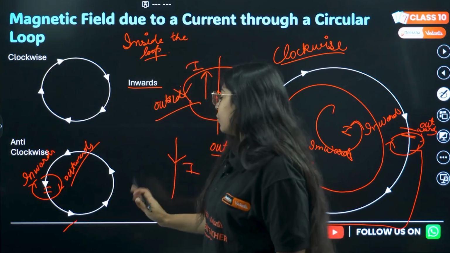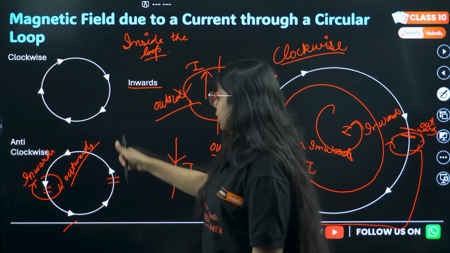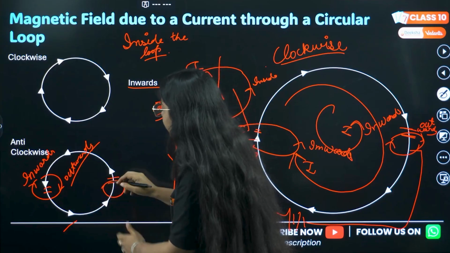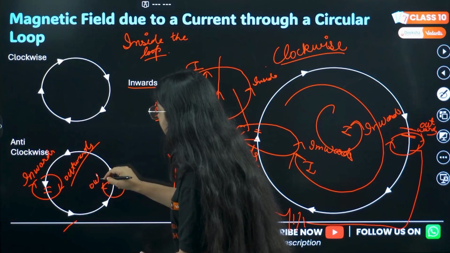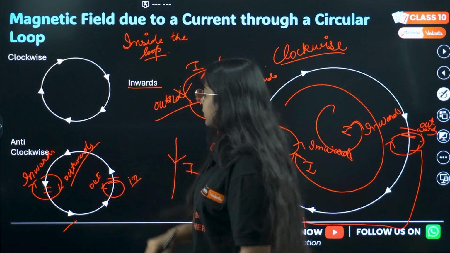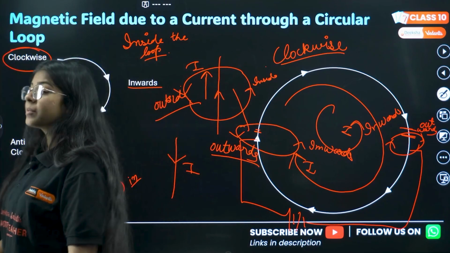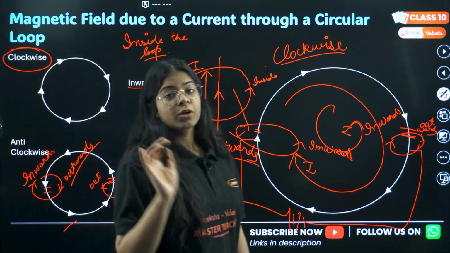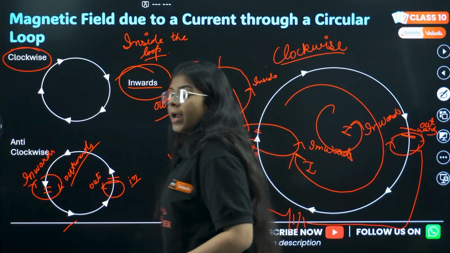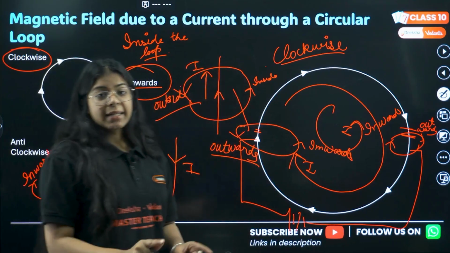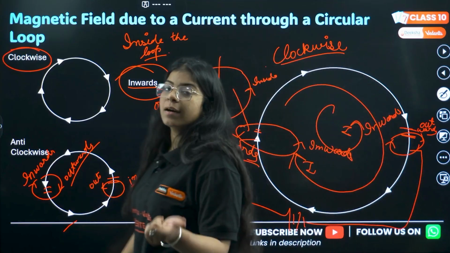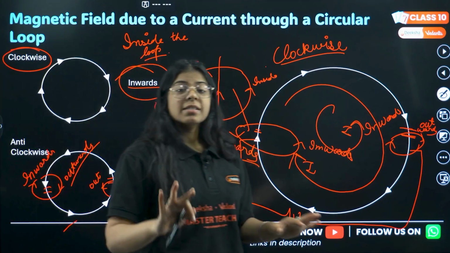Okay, and if you want, again take this part. Now the current is upwards and they are coming out. Now they are coming out from where? Inside the loop. They are coming out, and outside the loop they are going in. So for clockwise, inside the closed loop, the magnetic field lines will go inwards, and for anti-clockwise, the magnetic field lines will come out from inside the loop. All these three things are very important.